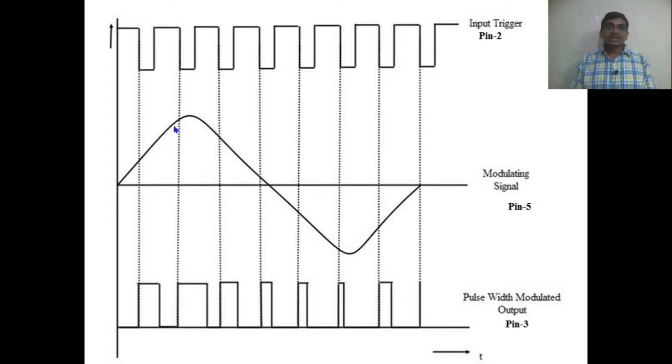Whenever the input voltage is increasing, the width of the pulse also increases. When the input voltage is decreasing, the pulse width also decreases, and here again, as it increases, the pulses also increase in width. Therefore we can say it is working like a pulse width modulator. We can use the monostable multivibrator as a pulse width modulator by just giving the carrier signal to the second pin and the modulating signal to the fifth pin.